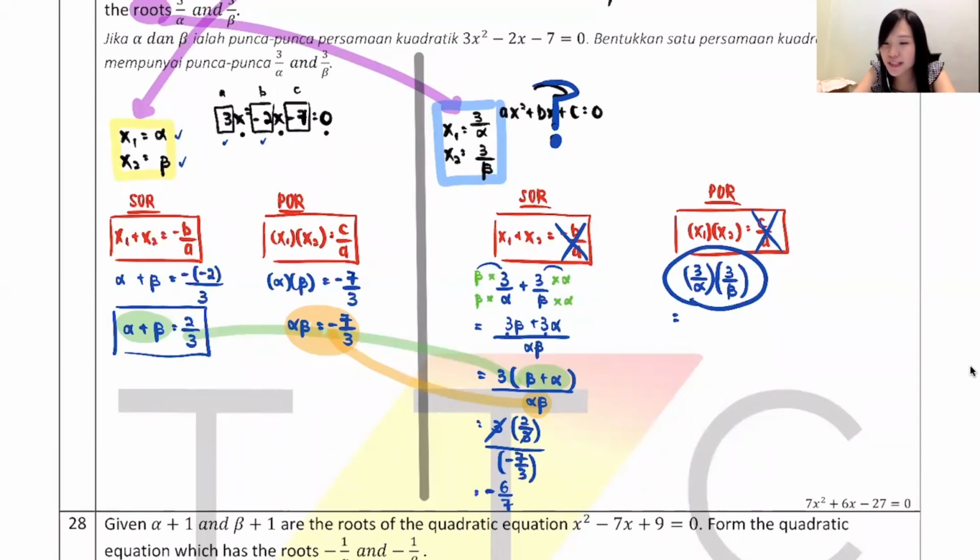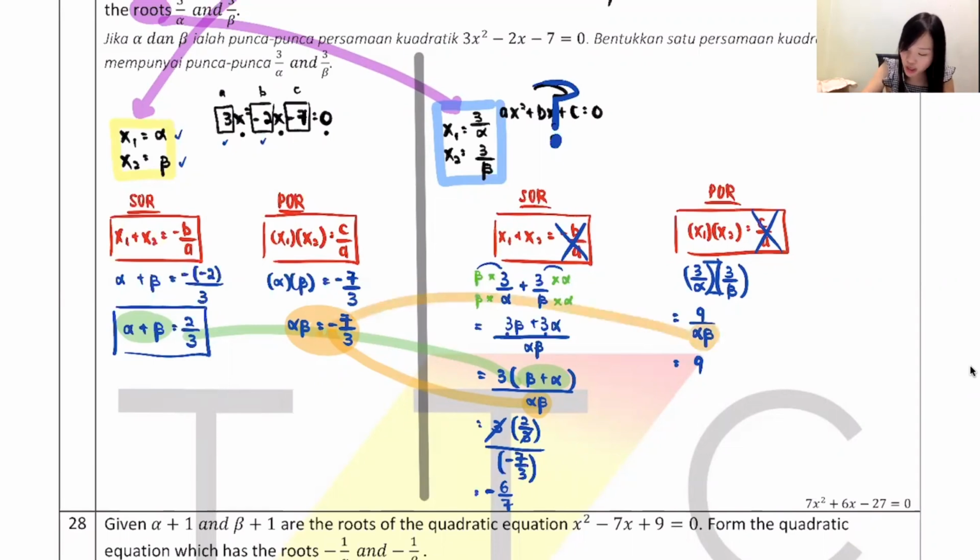Fraction, actually, how do you guys times fraction? Very good, Alfred. The top times the top, the bottom times the bottom, just like that. Super easy one. So 3 times 3, 9. Alpha times beta, alpha beta. So just like that, do you guys realize this alpha beta is this orange color one?